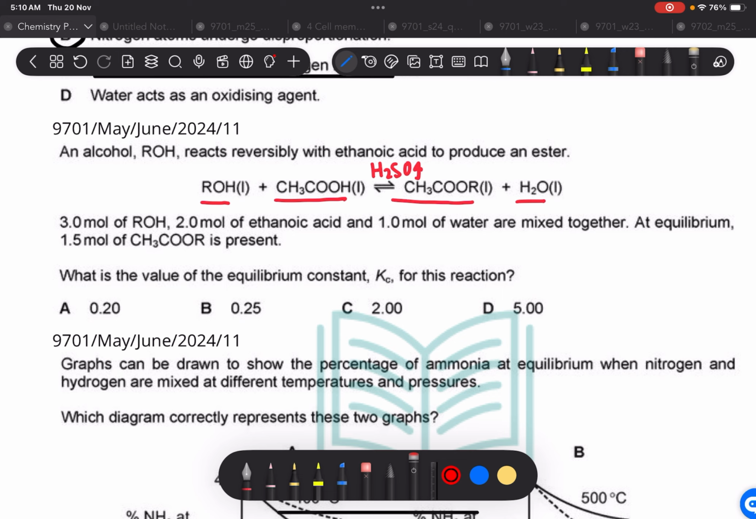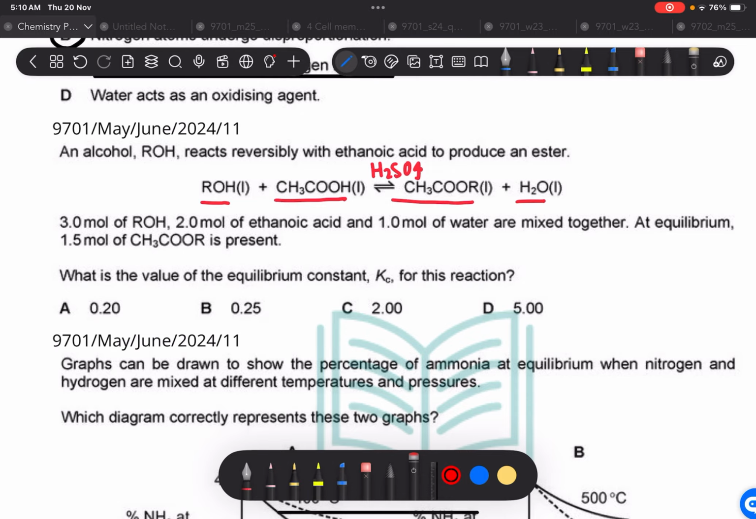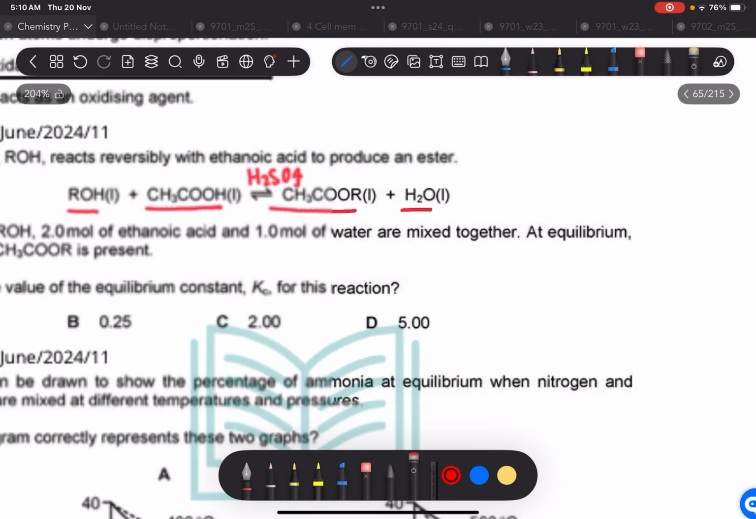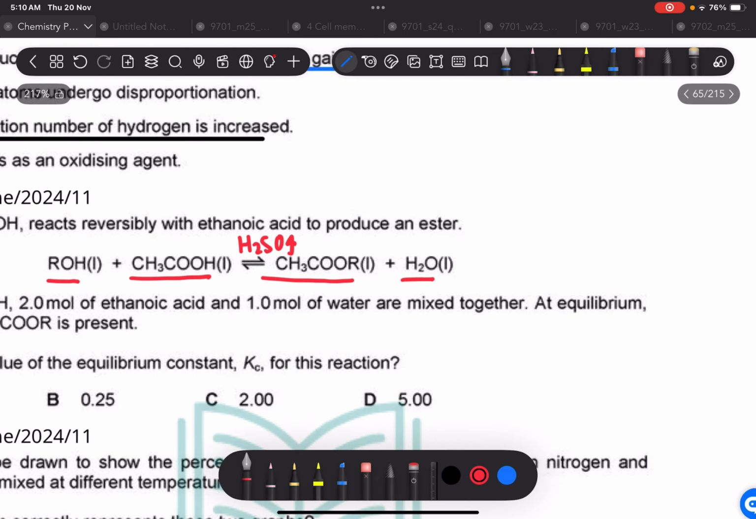Okay, we're not concerned with the catalyzation over here. We're concerned with the Kc and Kp values. 3 moles of ROH, 2 moles of ethanoic acid, and 1 mole of water are mixed together. Okay, so now we're given the initial moles. Okay, so now let's draw the perfect table that you should always draw whenever you have to find a Kc expression or a Kp expression. No matter what you have to find, you always have to draw this table. Okay, so we write the reaction and then we draw the table.